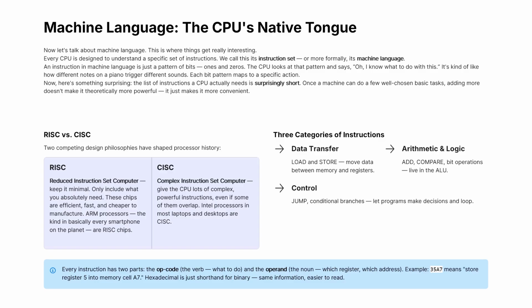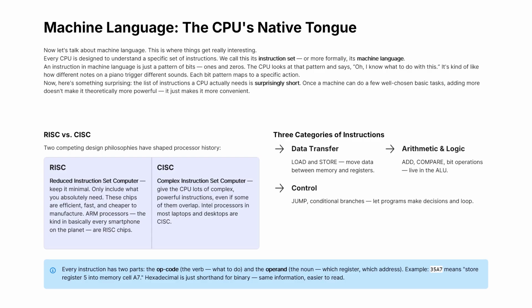Now, let's talk about machine language. This is where things get really interesting. Every CPU is designed to understand a specific set of instructions. We call this its instruction set, or more formally, its machine language. An instruction in machine language is just a pattern of bits, ones and zeros. The CPU looks at that pattern and says, "Oh, I know what to do with this." It's kind of like how different notes on a piano trigger different sounds. Each bit pattern maps to a specific action.